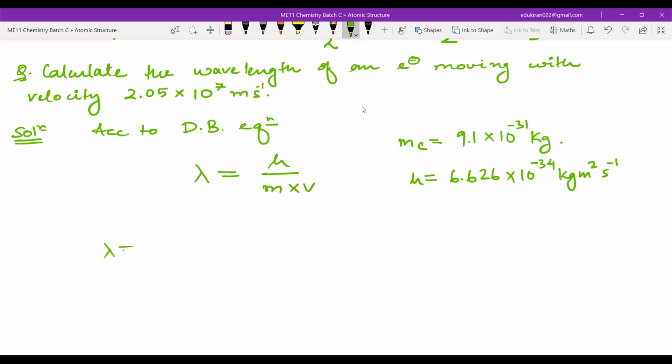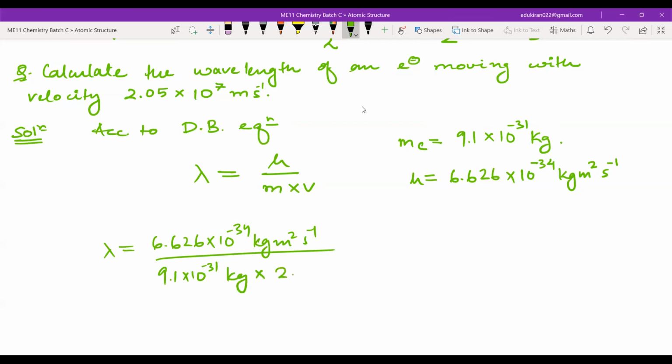Lambda will be equal to h, which is 6.626 into 10 to the power minus 34 kg meter square per second. Mass of electron is 9.1 into 10 to the power minus 31 kg, into the velocity, which is given as 2.05 into 10 to the power 7 meters per second, right? So you can cancel kg with kg, meter with meter, and the second inverse with the second inverse.